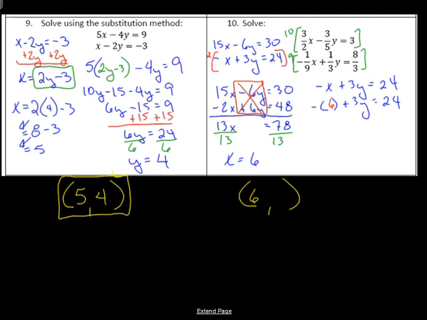So how do we get rid of a negative 6? We're going to add 6 to both sides. So plus 6, plus 6. 3y is equal to 30. I divide both sides by 3. y is equal to 10. And there's my solution.